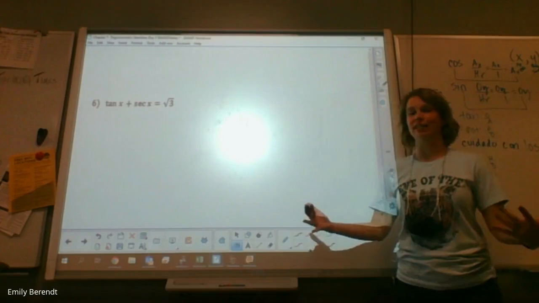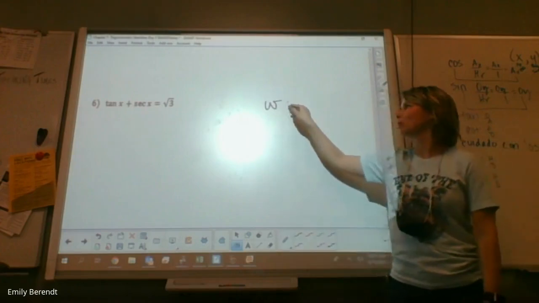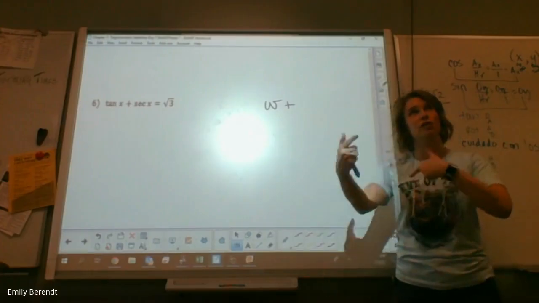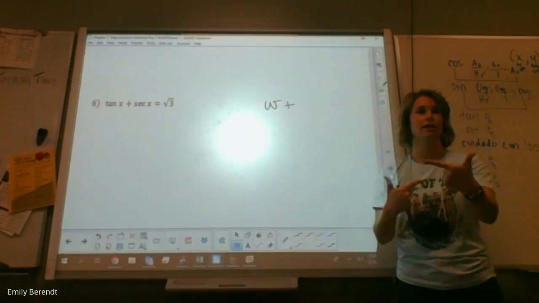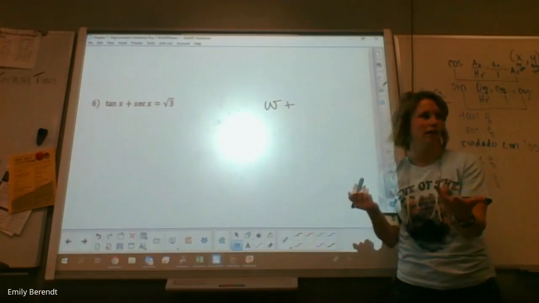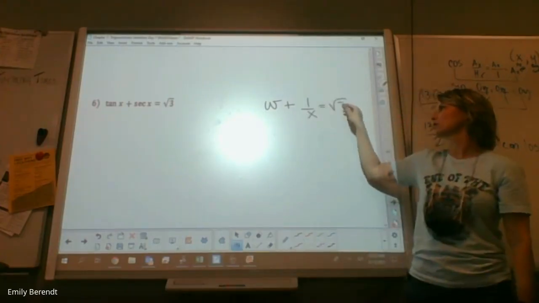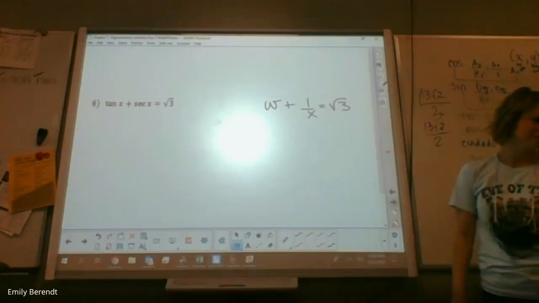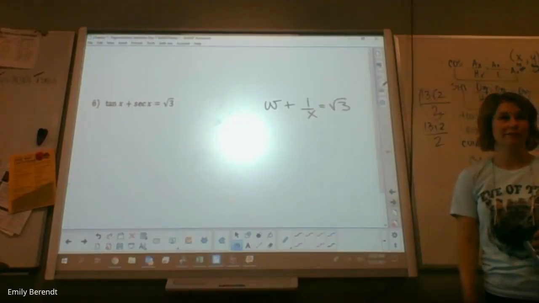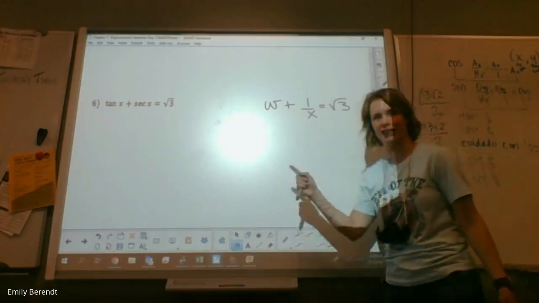Tangent of x plus secant of x equals the square root of 3. So right now, algebraically, this is like a w plus... Secant is cosine's reciprocal, right? So it's kind of like a 1 over x, equals the square root of 3. What can you do with that? Ooh, yes. Let's go ahead and do that. Then we'll come back to this side.